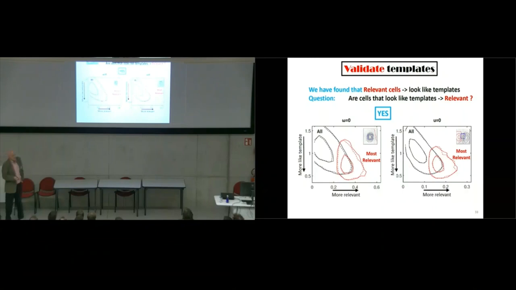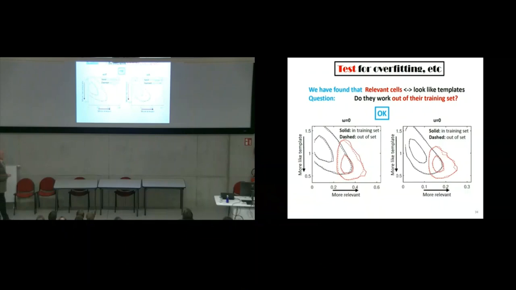Of course, then you have to do the basic test that you are not producing artifacts, okay? A basic test that always has to be done. You have to test against your training set, to make the difference between testing against your training set and testing out of your training set. And these are these two lines here. The solid one is for things which are being tested against the training set. The dashed ones are things which are being tested outside of the training set. And you see that they agree. So in this case, things are okay. Okay.